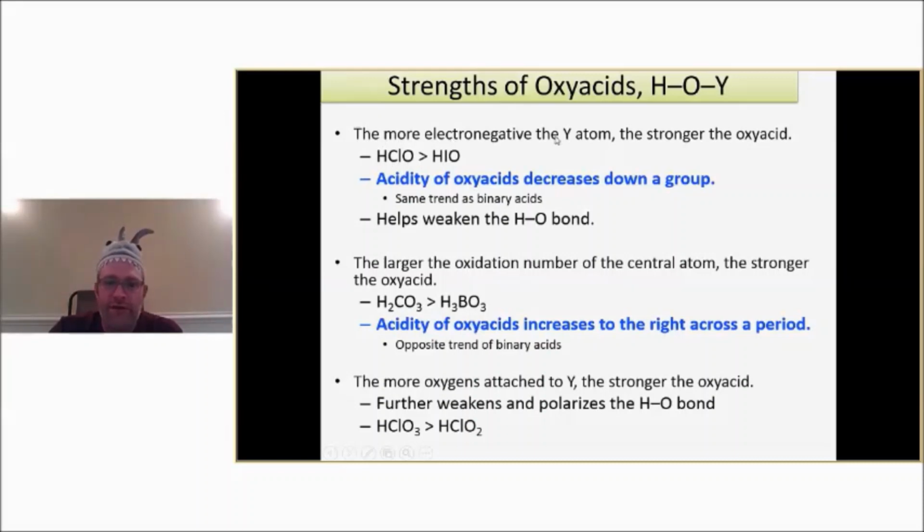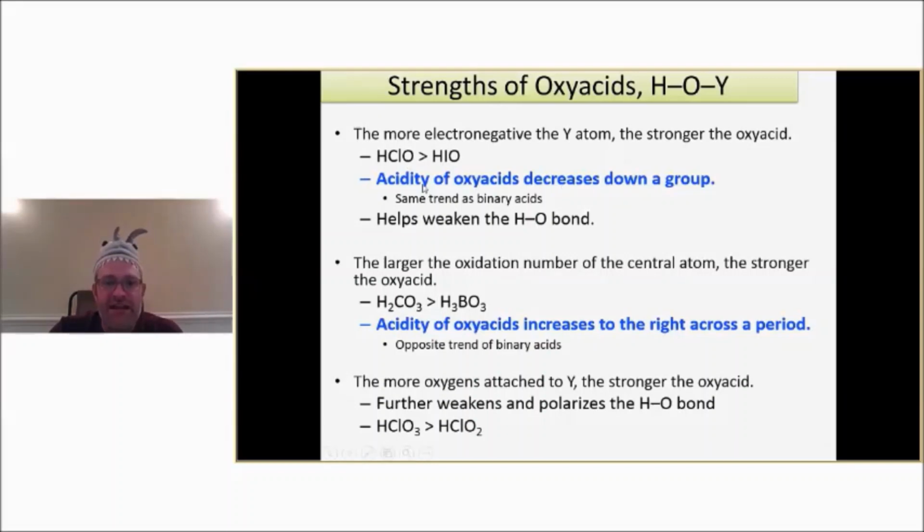One rule of thumb is whatever our other atom is besides the oxygen, the more electronegative it is, the stronger the oxyacid. So for instance, HClO and HIO, Cl is a more electronegative atom than iodine. So therefore, HClO is a stronger acid than HIO.